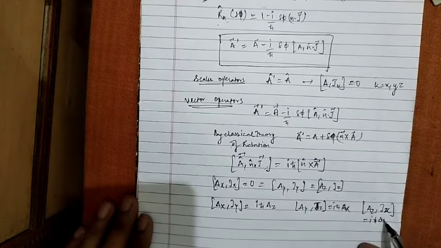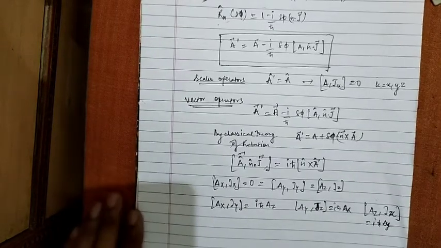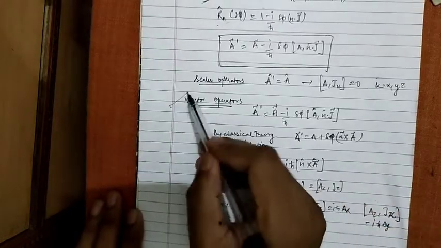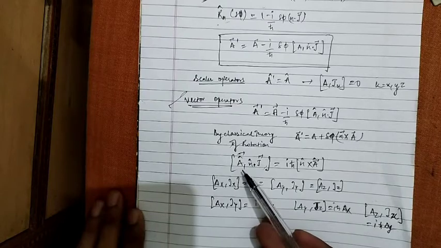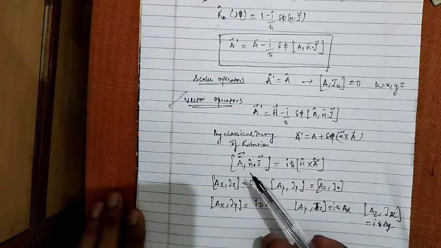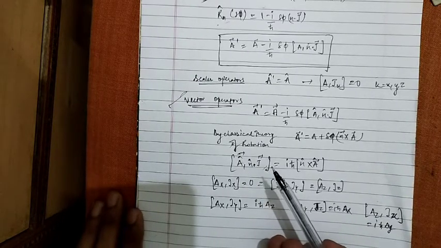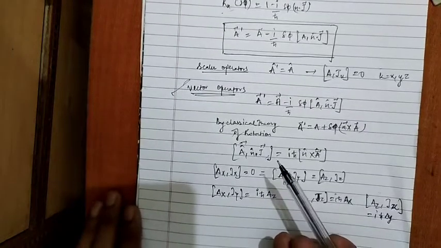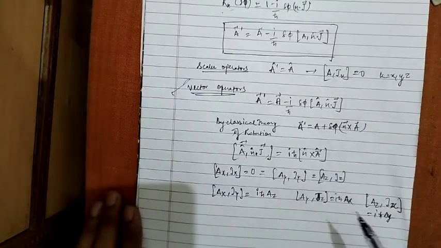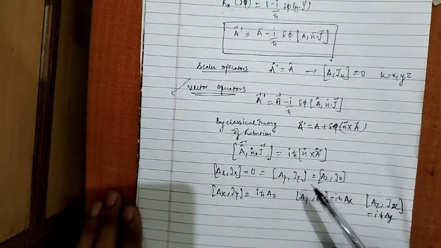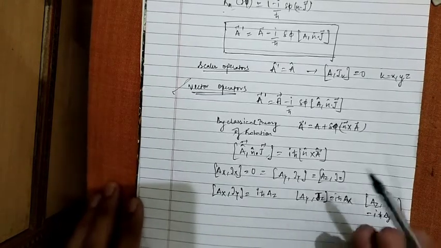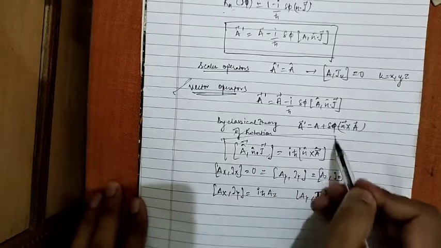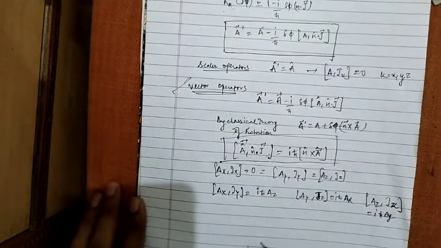Now the interesting application of these vector operators is that you can substitute any vector of your choice here, either the position operator, the linear momentum operator, or the total angular momentum operator. So this is a very good application to know the commutation relations of all the unknown quantities in a very simple way through this relation.